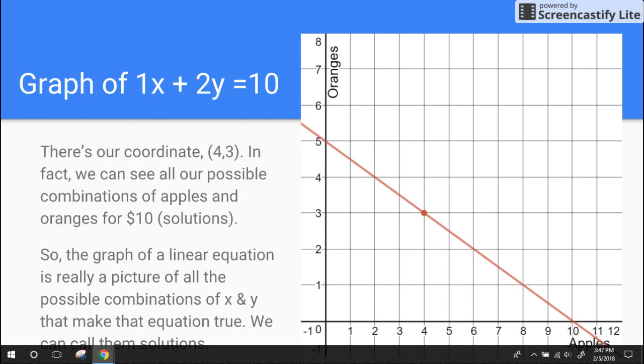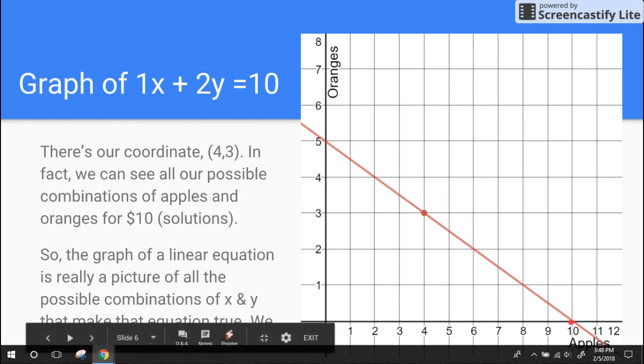So let's take a look at this. Here's a graph of the equation 1x plus 2y equals 10. And you can see the little red dot here, that is the point 4 comma 3, which we found to be a solution to this problem. 4 apples and 3 oranges resulted in a total of $10, which was something we wanted to do. But that means that every single point on this line, every single point from here, 0 comma 5, to here, 10 comma 0, are all possible combinations of apples and oranges.